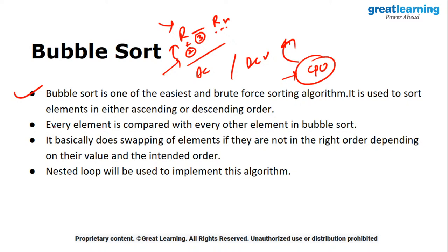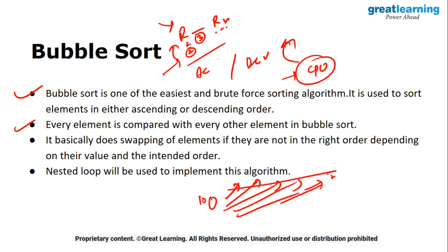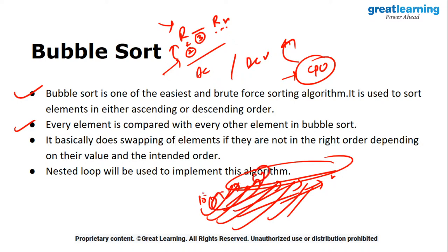Okay, that's it. So every time an element is compared with each and every element. Let's suppose you have 10, and it will be compared with all the elements that are there. This is what happens in bubble sort. We are comparing it with all the elements, and if it is less it will remain there, but if it is greater we will swap that element with this.